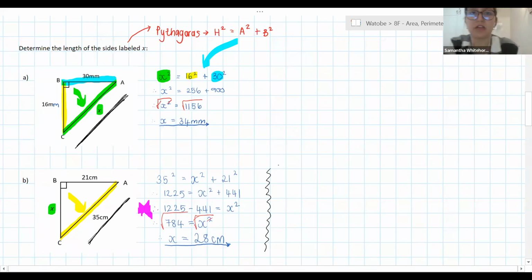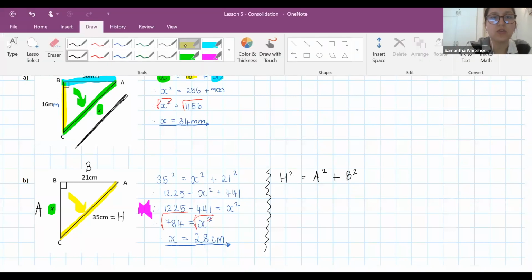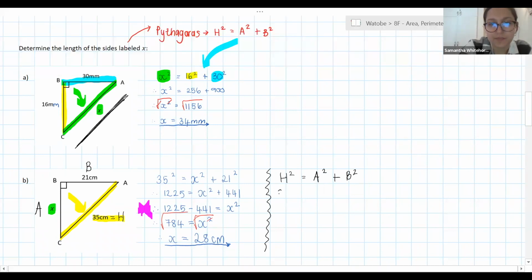So if we go back to what Pythagoras says, it says the hypotenuse squared is equal to the sum of the squares of the two other sides. Okay, that's the theorem of Pythagoras. So if we go to our diagram, this 35 centimeters is my hypotenuse. And then I've got my two other sides. It doesn't really matter which side is which. Let's call this side A and let's call this side B. So if I now substitute in the values that I know, the hypotenuse is 35 centimeters. So I'm going to substitute that in for H, 35, and that needs to be squared.